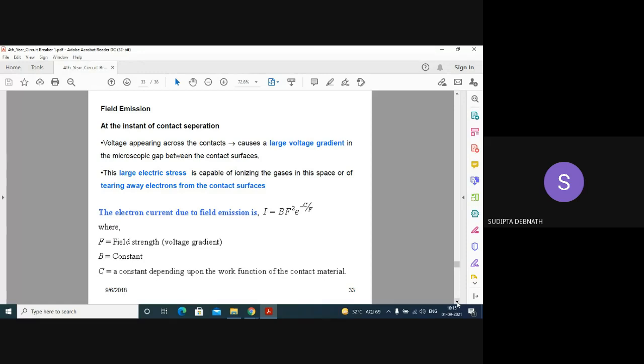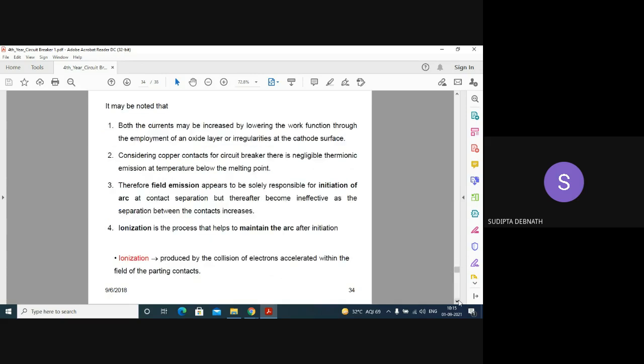So the electron current due to field emission is given by this equation. You can see how the current is carried even after the contact separation, because ions and electrons are created in that gap. It may be noted that both currents may be increased by lowering the work function. As it depends upon the work function, by changing the material, or by an oxide layer or irregularities at the cathode surface, those currents can be increased.